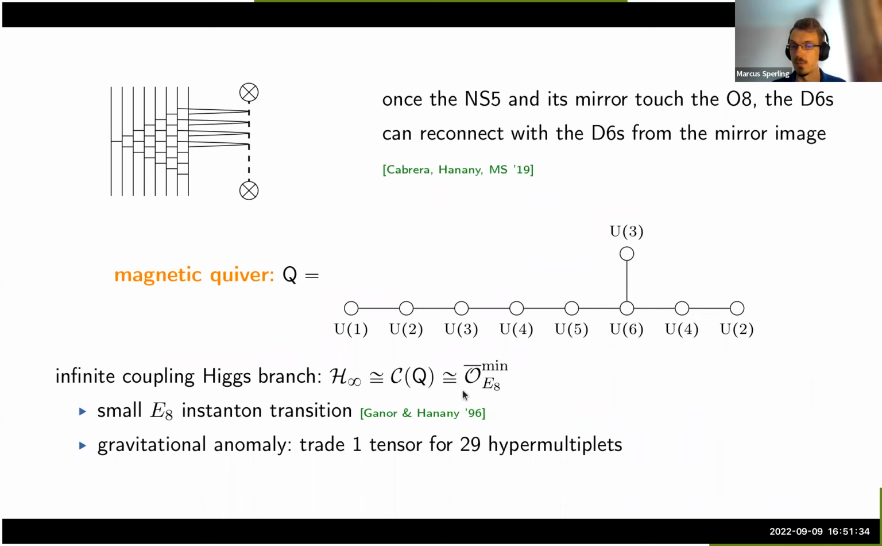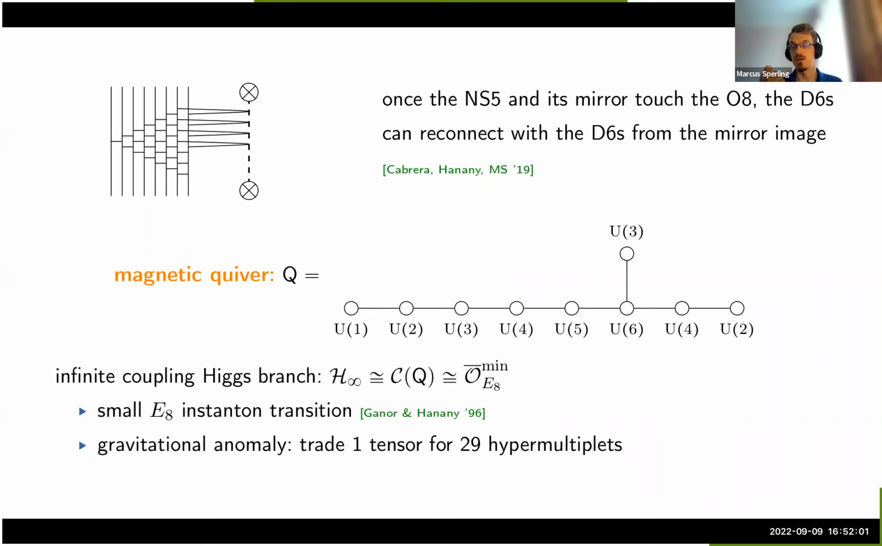Now you might ask, why the heck is this happening? Well, there are two things to remember. First of all, the M9 does carry an E8 global symmetry, right? Second of all, we started from an M5 brane being away from the M9 brane. Then the relative distance between them parameterizes the tensor branch modulus. But now if I put them together, I basically have a vanishing tensor multiplet.